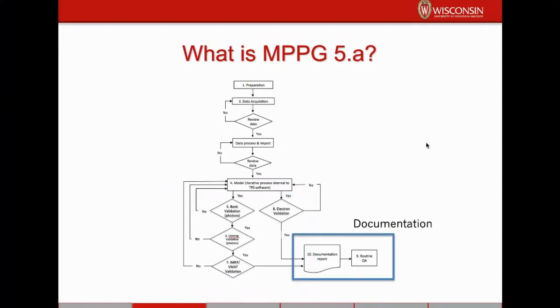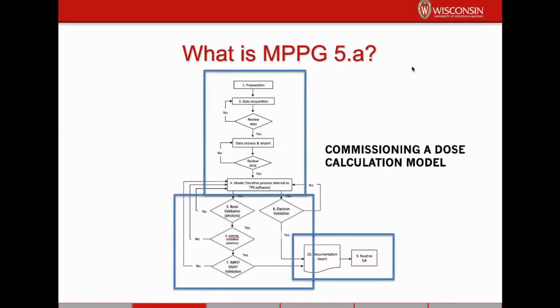And the last section discusses documenting your work, which includes writing down what you did, what kind of detectors you used, how you analyzed things, so that somebody can come along a few years later, see what you did and reproduce it if they needed to. And then finally, there's some guidance on routine QA. How do you make sure your treatment planning system is continuing to perform at the standard that you would like it to? If you put all this together, this is what constitutes commissioning a dose calculation model from the standpoint of MPPG 5A.